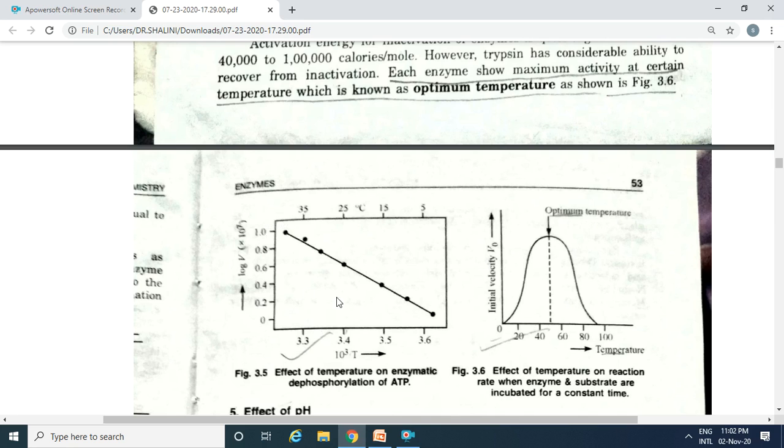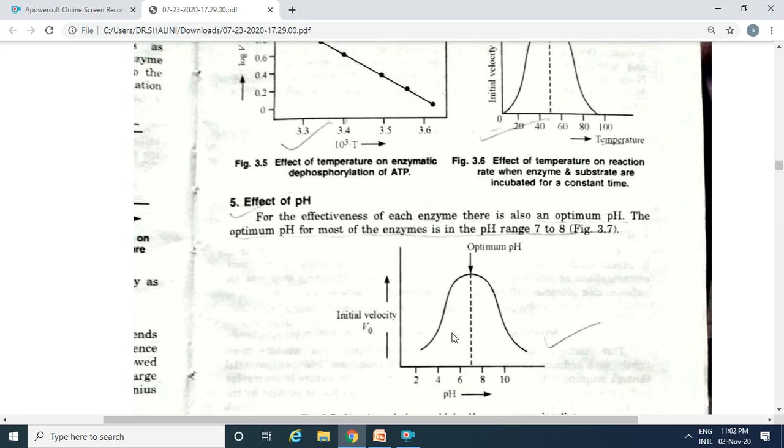Here it is, the effect of temperature on the enzymatic dephosphorylation of ATP. The log values decrease on increasing temperature. Here, this is the relationship.